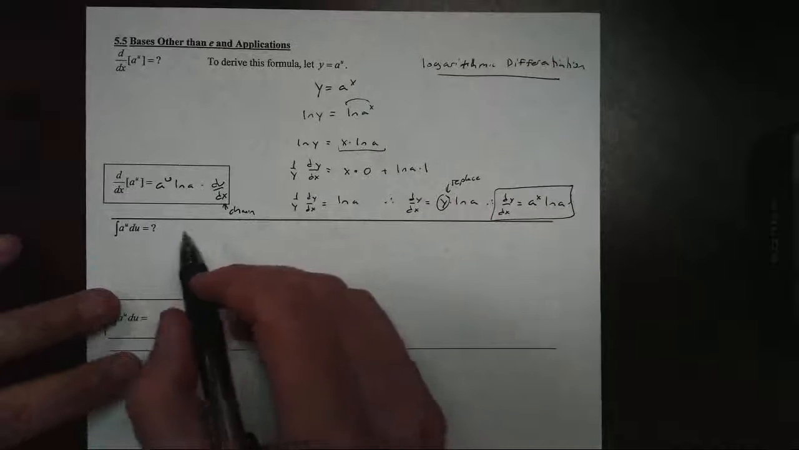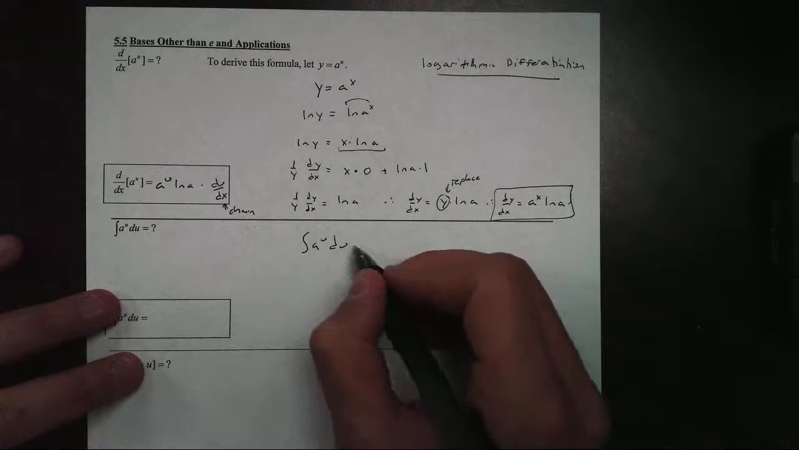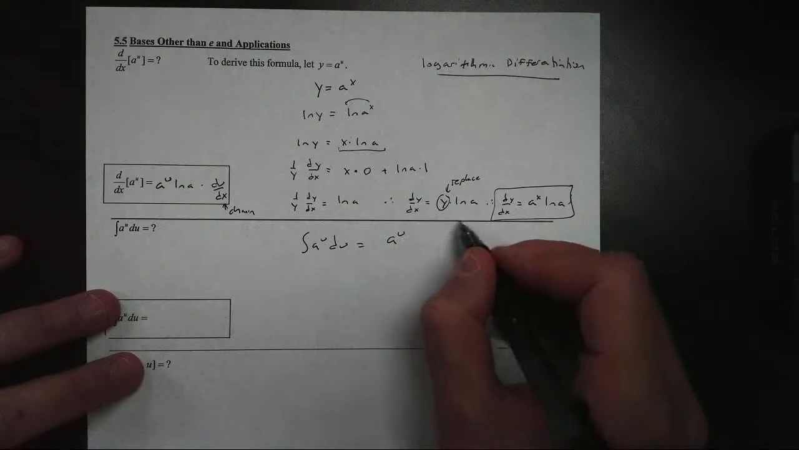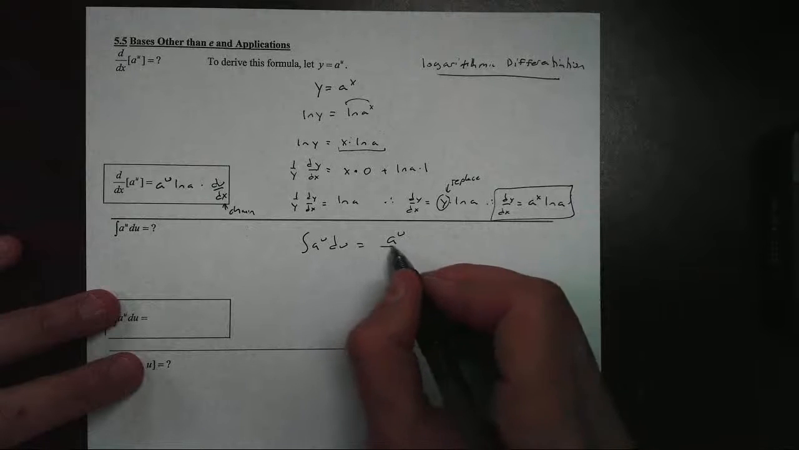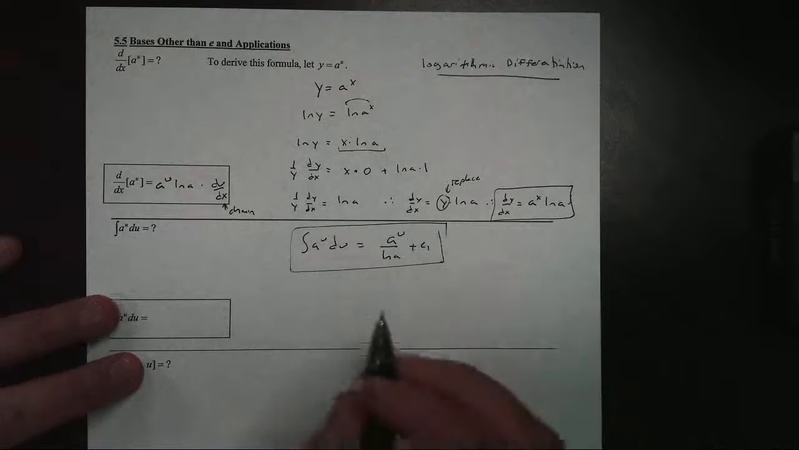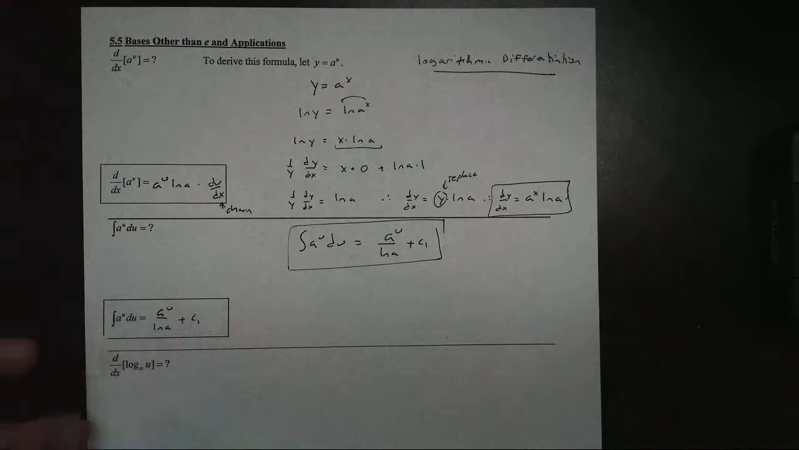Taking the antiderivative, very easy. We just do the opposite. Remember, the antiderivative is just the opposite of a derivative. So I'm going to get a to the u back, but instead of multiplying by the natural log of a, this time we divide by the natural log of a, plus your c1. So we get a to the u divided by the natural log of a plus c1. There's our rule for antiderivatives there.